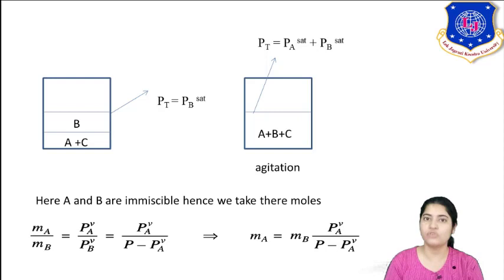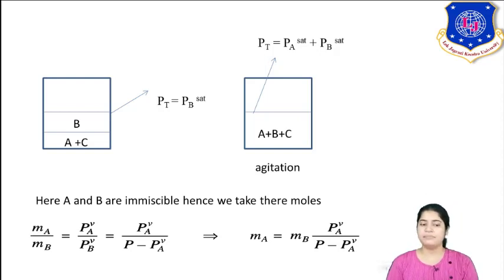On heating this homogeneous mixture, now my total vapor pressure would be what? PAsat plus PBsat. Okay, so as agitation takes place, you are now giving A and B both the chance to get heated and converted into vapor form. Here your A and B are immiscible, so we take it directly into moles form. Immiscible means they are not forming a homogeneous solution, they are not mixing together.